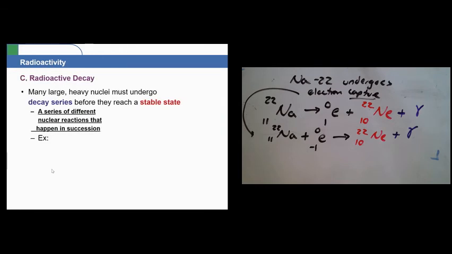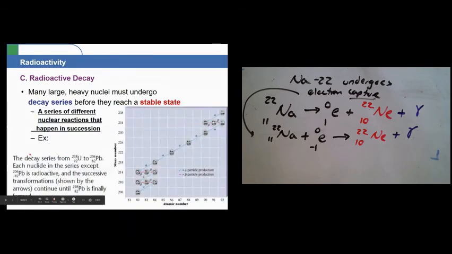All right. Now, the next thing I want to talk to you guys about, trying to go faster here. I mean, this is all the information you need in order to at least balance the equations, and the main thing they're going to be testing you on. But also, it's important to note that many large nuclei must undergo what is known as a decay series before they reach a stable state. Now, a decay series is a series of different nuclear reactions that happen in succession.